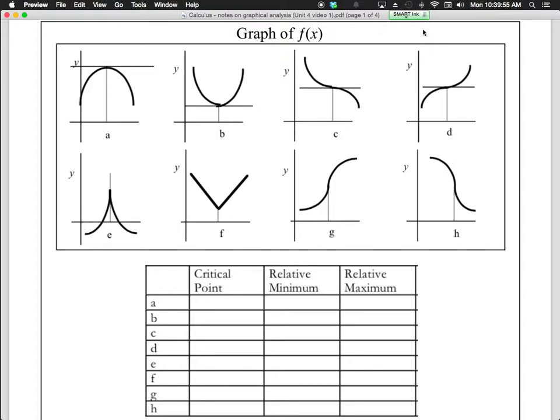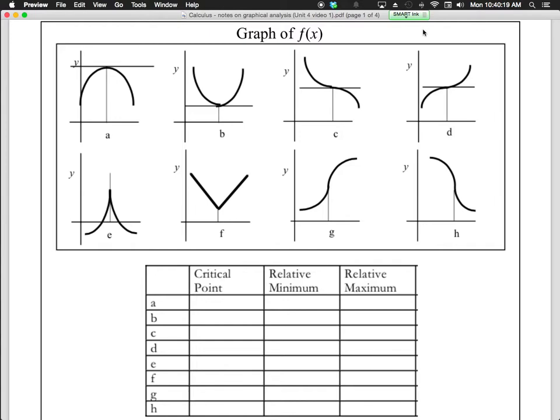Alright, so we're looking at finding critical points and relative extrema of f of x using the graph of f prime of x. So those are the two things we're doing today. But before we get to that, we want to look at the graph of f of x and understand what a critical point is and what relative extrema are. Okay, so the first thing we need to do is start with the critical point.